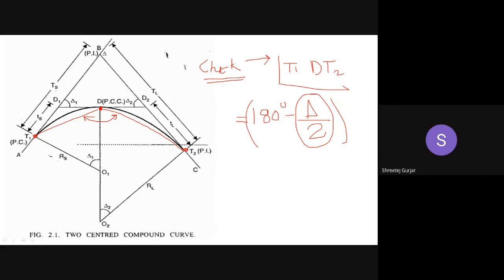Let me check how many of you have understood. Those who want me to explain the setting out of your curve again, you can raise your hand, please. I'll explain, no problem. Okay, you can lower your hand. I will explain once more.